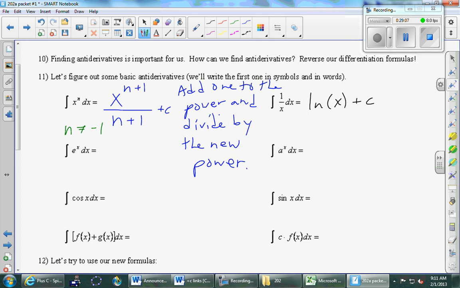Okay, e to the x is the derivative of some function. What is it? E to the x. That was the easiest derivative rule. That's also the easiest antiderivative rule. Stamp plus C.